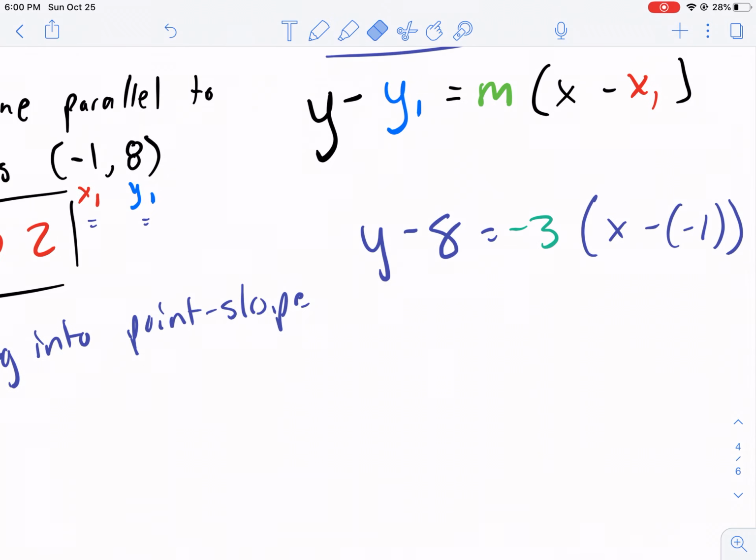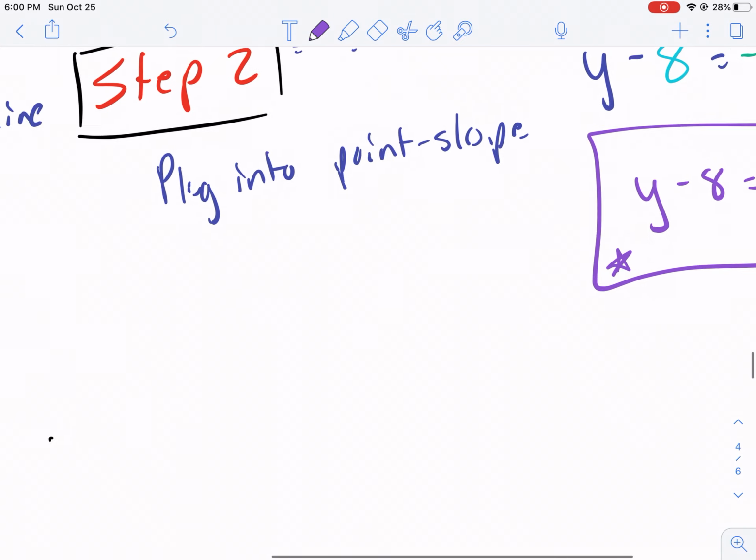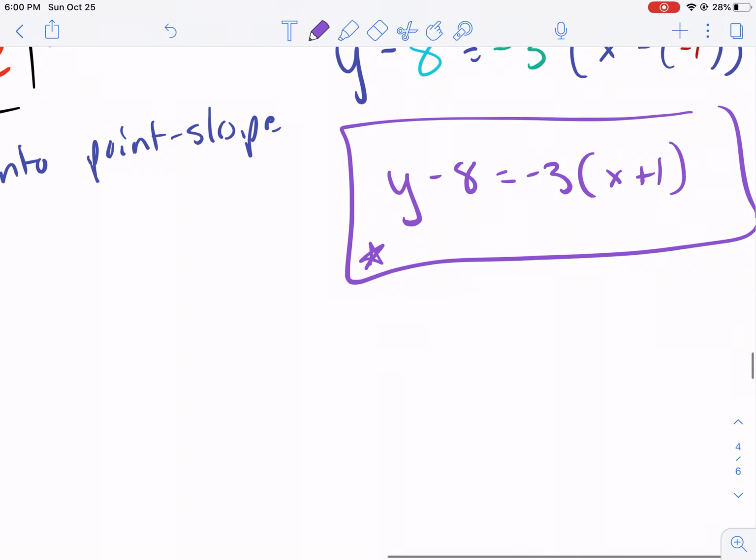Now, this is in point slope form. So if it asks for slope intercept form, then we're not done. But I just want to be very clear that this is an equation of a line that's parallel to the other one. So all we need is to label those points and then plug it in and we're done. Again, if it's asking for slope intercept, it's a pretty simple process.